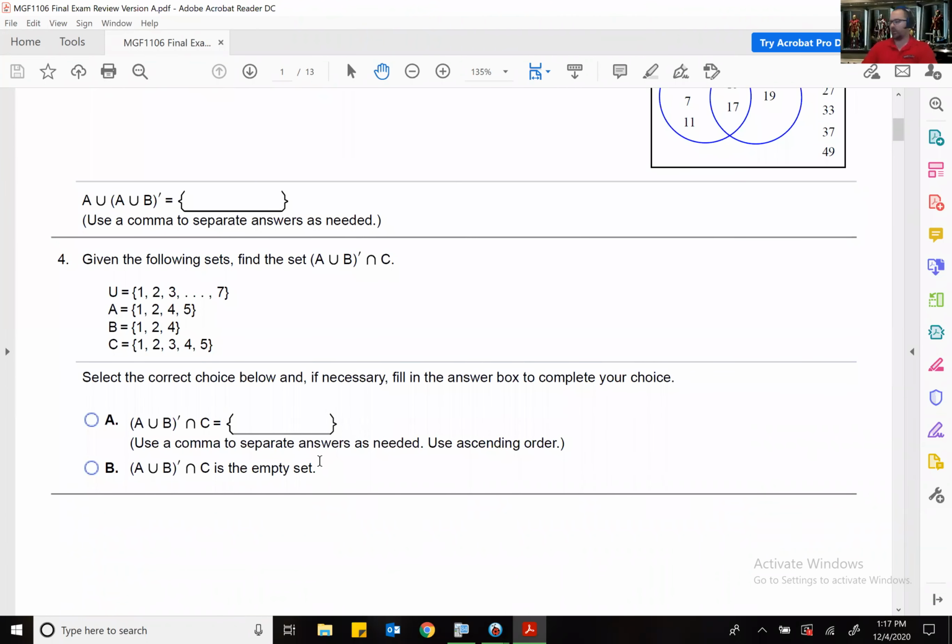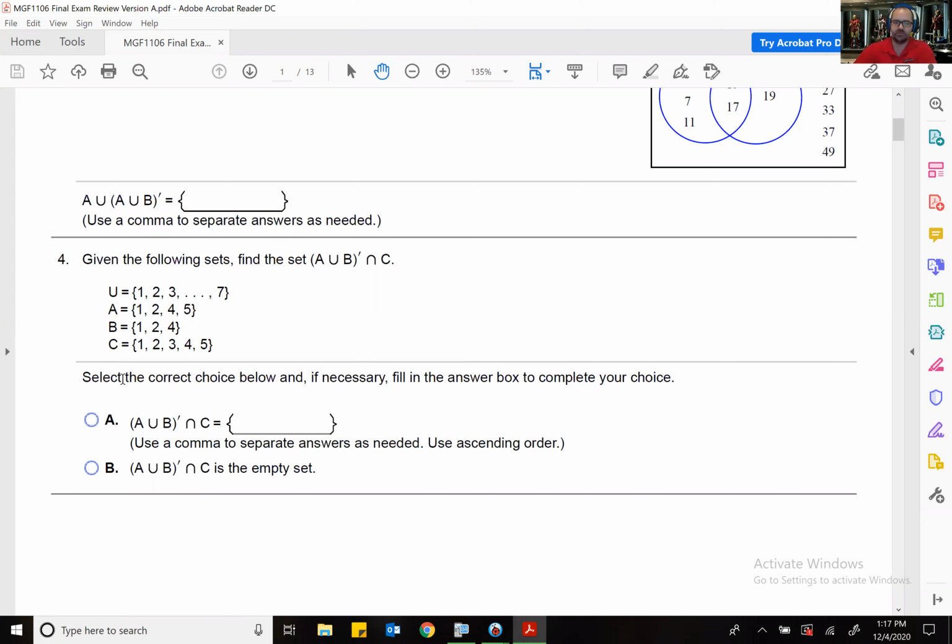All right, number 4. Cruising right along. We've got A union B in parentheses, and the apostrophe, which we know is a complement. Now we have this new symbol, the upside down U, and the set C. Then they give us some information right below. They give us the sets.